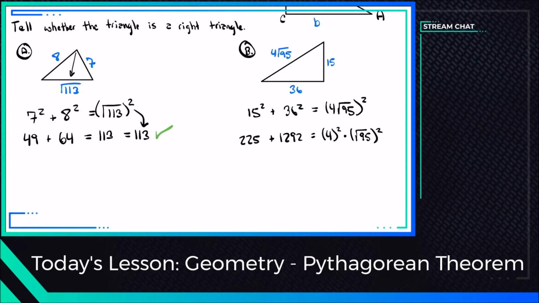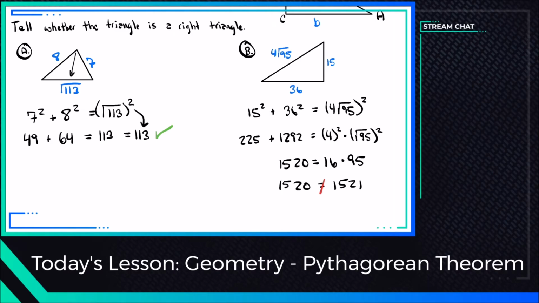All right, 225 plus 1,296 is going to be equal to 1,521. 4 squared is going to be equal to 16. The square root of 95 squared is just going to be simply equal to 95. So now we have 1,521 is equal to 16 times 95. Well, what is 16 times 95? And coincidentally enough, that's going to be equal to 1,520. So those, in fact, are not equal.